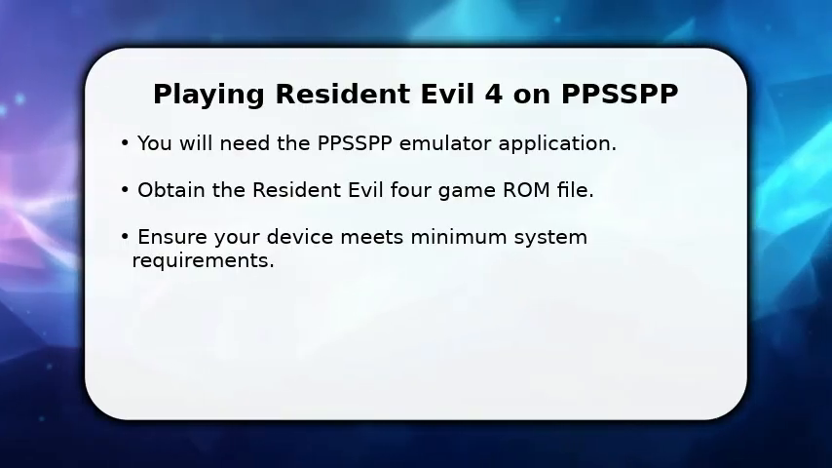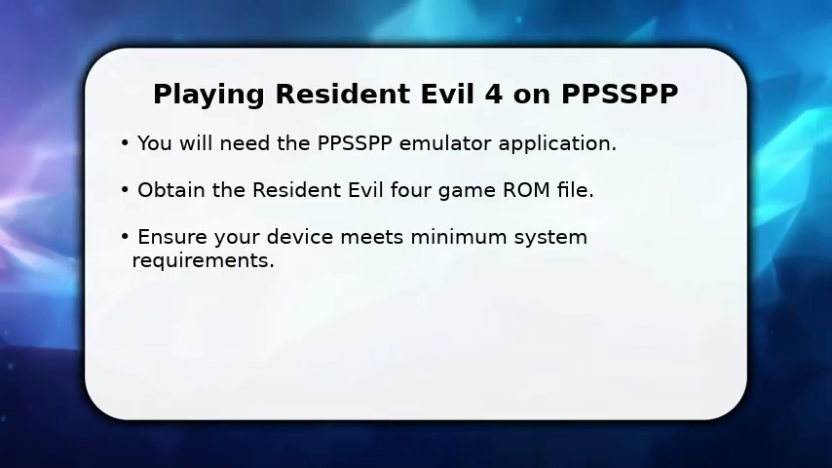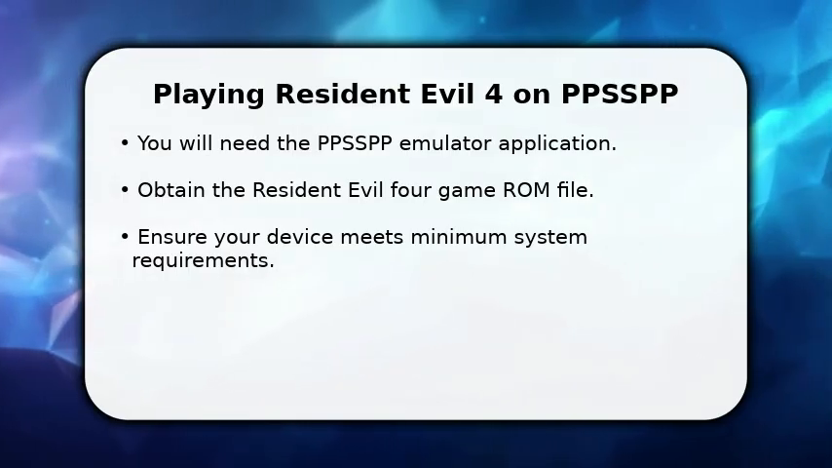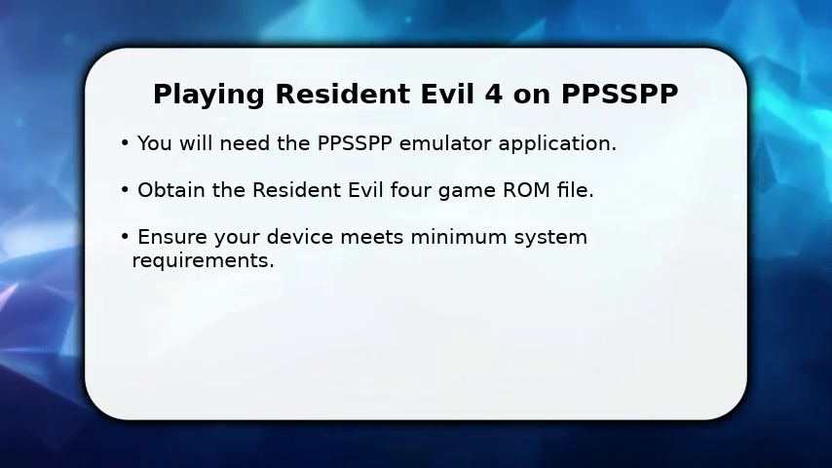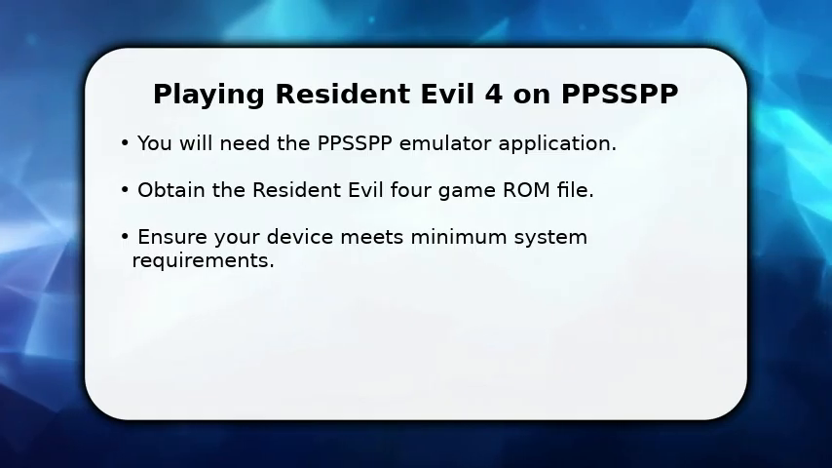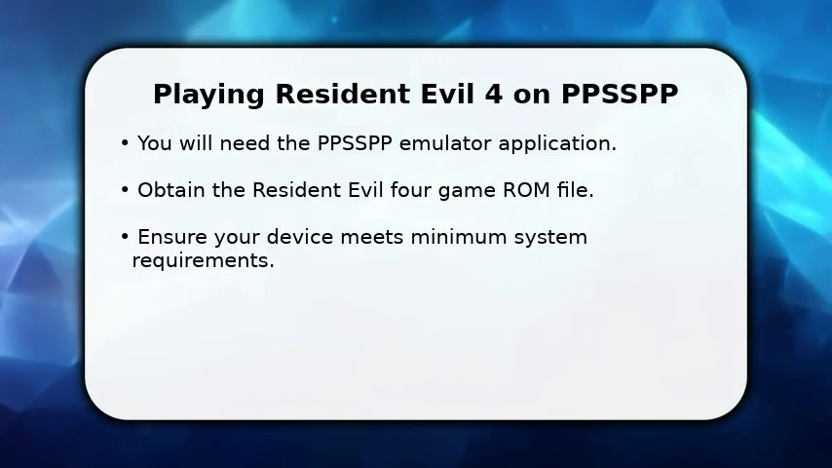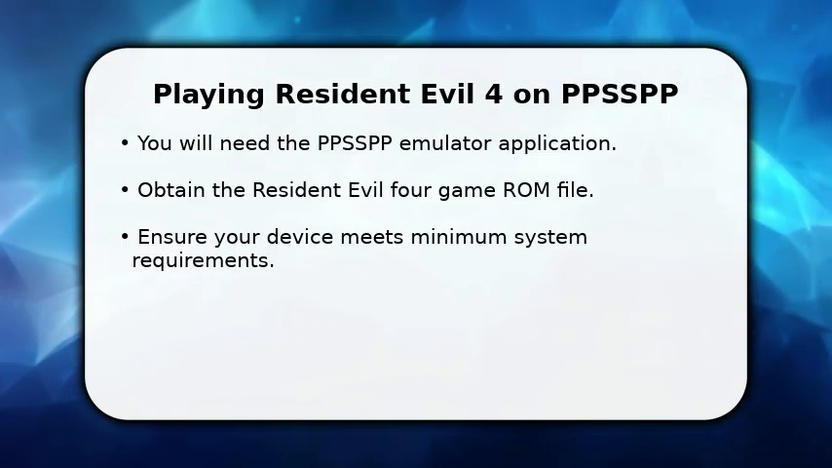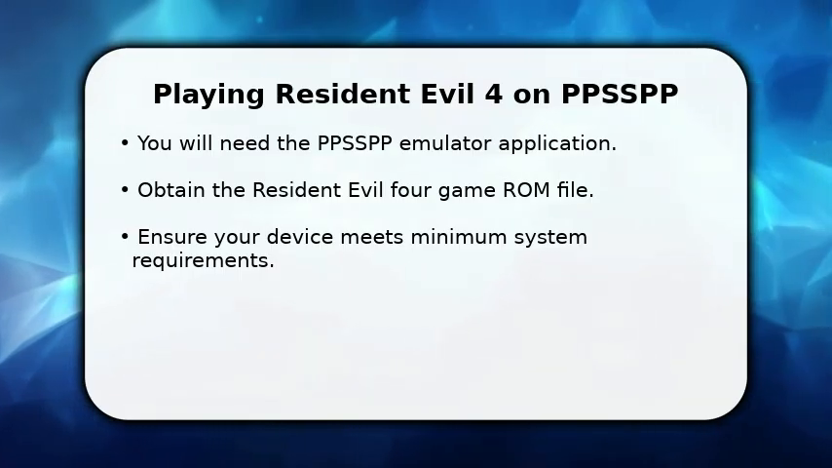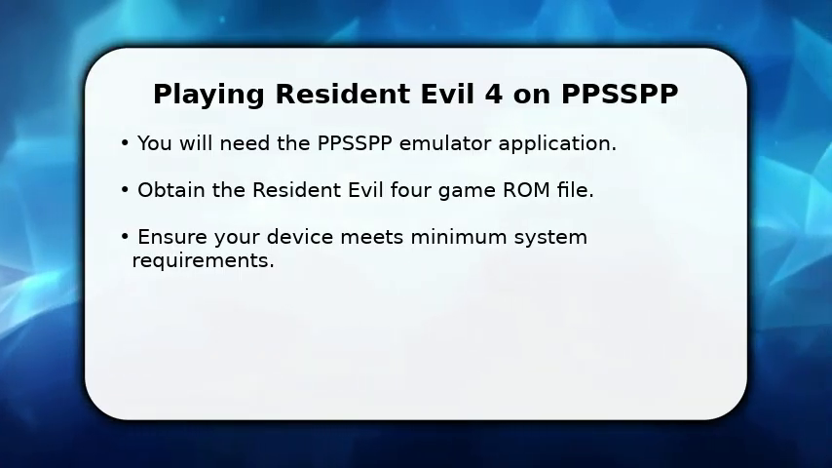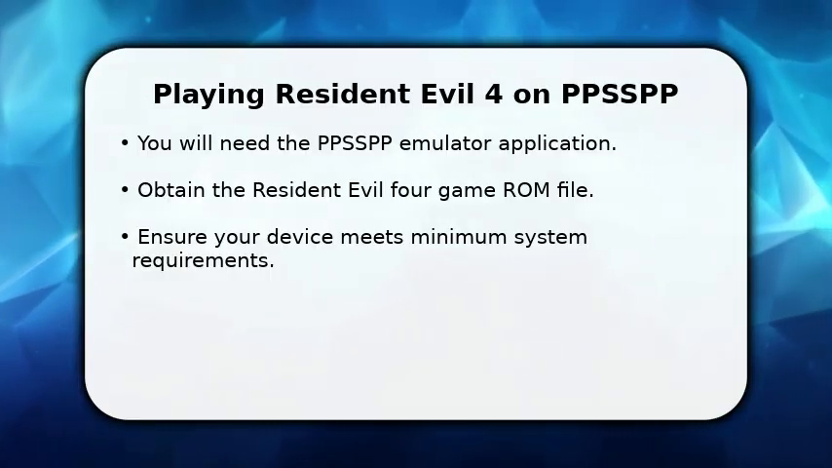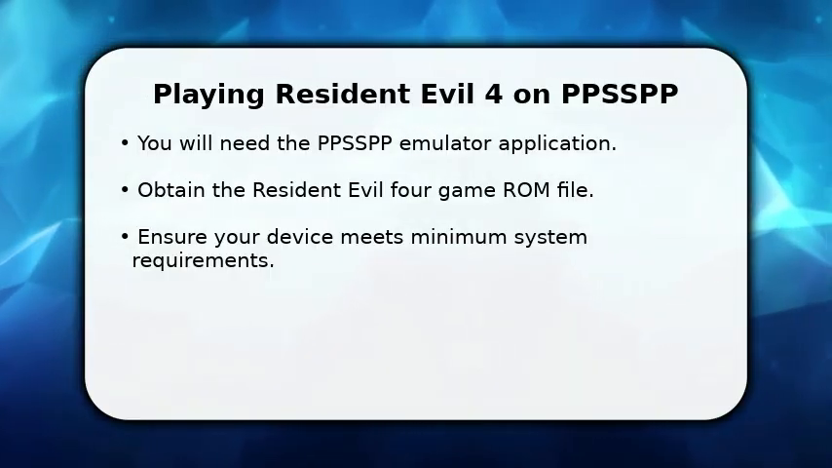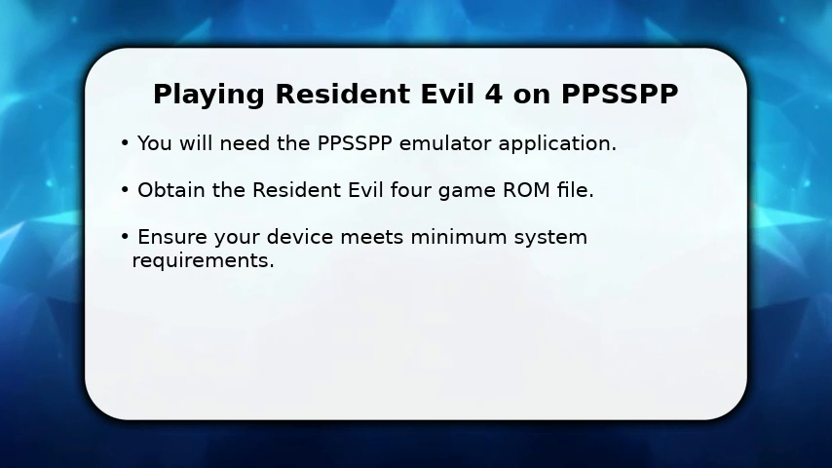In this video, I will explain how to play Resident Evil 4 on PPSSPP. First, you will need to download and install the PPSSPP emulator on your chosen device. Next, acquire the Resident Evil 4 game file, often found as an ISO or CSO. Finally, ensure your device has sufficient processing power and memory for smooth emulation. A good internet connection is helpful for initial downloads.